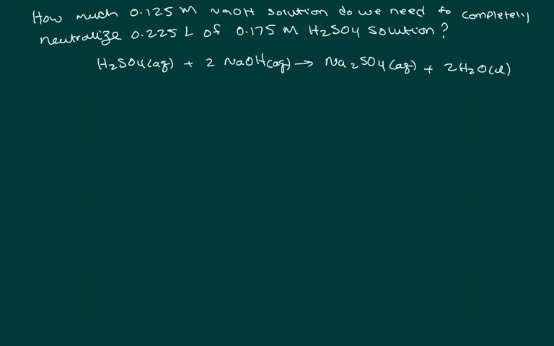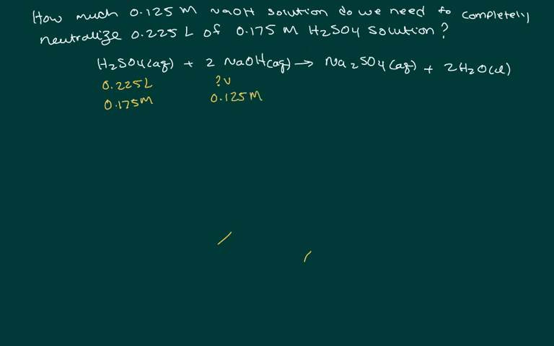Let me explain to you how we do that by this example. How much 0.125 molar sodium hydroxide solution do we need to completely neutralize 0.225 liters of 1.75 molar sulfuric acid solution? So let's write everything down here. This is got to be liters, and it's got a concentration like so, and we are looking for the volume of this of sodium hydroxide, and its concentration is 1.25 molar.